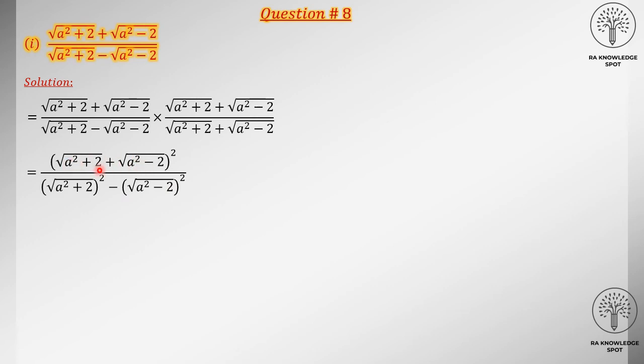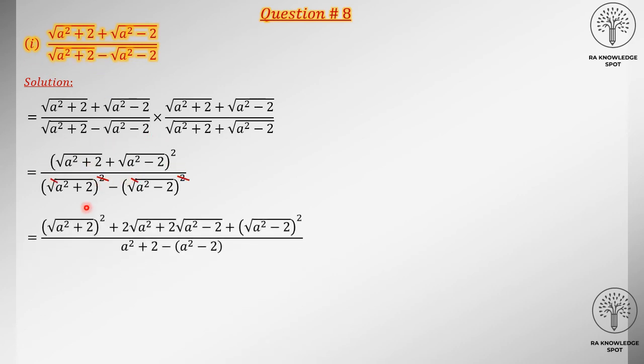Now here we have to apply the formula, that is (a plus b) whole square. Now first the cancellation, the possible cancellation. Now a square plus 2ab plus b square. In the denominator, after cancellation, we are having a square plus 2. The negative sign will be as it is, and a square minus 2 will be as it is.